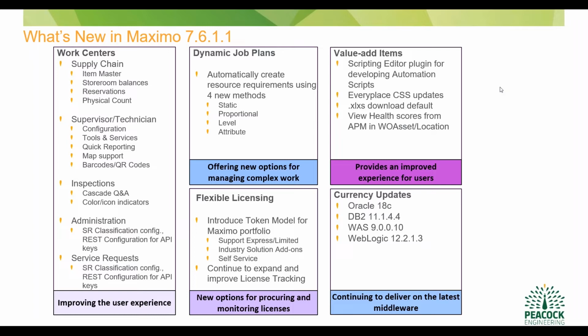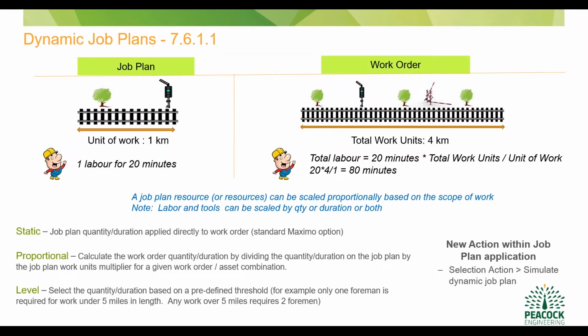Some underlying architecture updates. So again, you can see bottom right here, Oracle 18, DB2 11.144, WAS 9, WebLogic. So I'll just go a little bit deeper into a few of these elements. A lot of them I'm going to talk about on the left-hand side, around work centres. But first, what we'll do is have a look at what dynamic job plans mean.